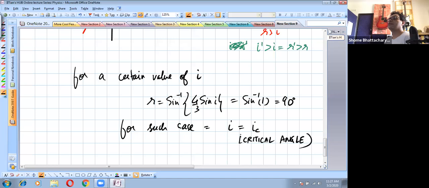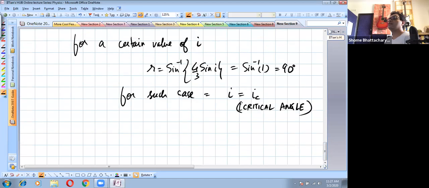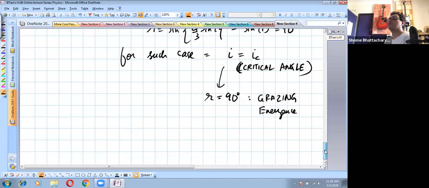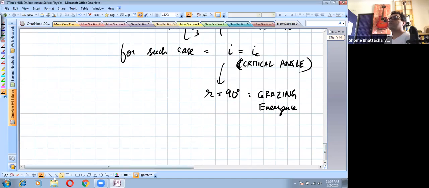Okay. And the emergence of light, critical angle. For i equal to i_c, the angle of refraction becomes 90 degrees, and what we have is what is called grazing emergence. This is what happens. The ray of light that is coming out is just grazing the surface. So that is what we mean by the term grazing emergence.